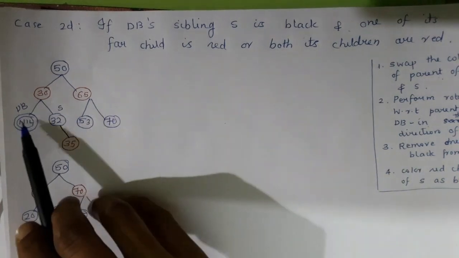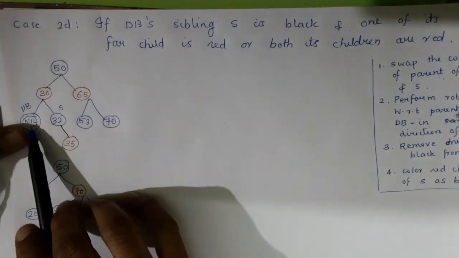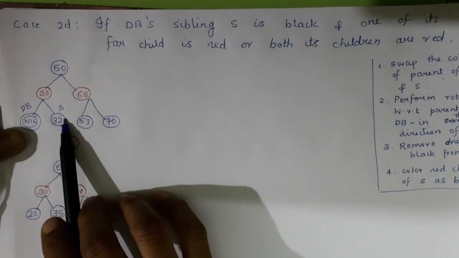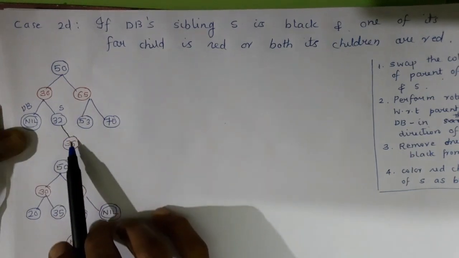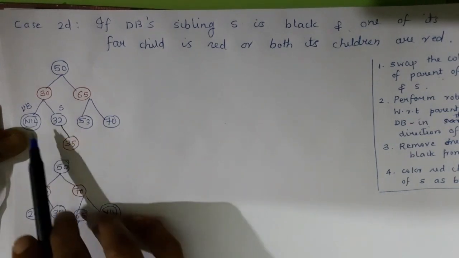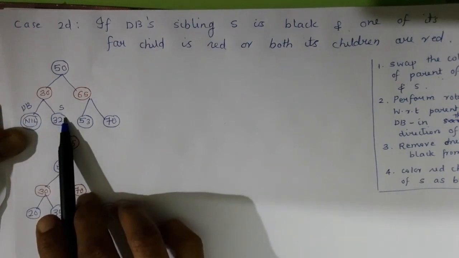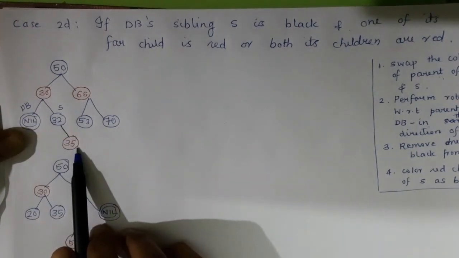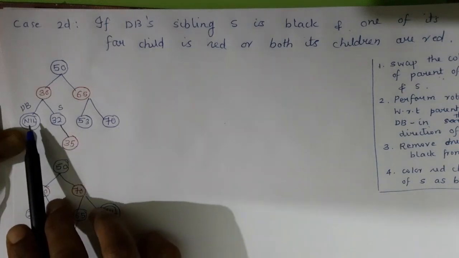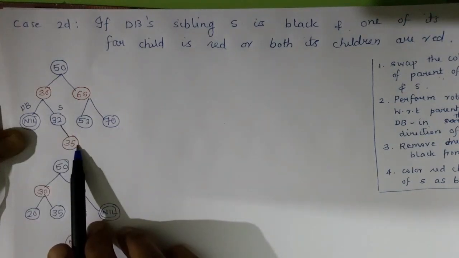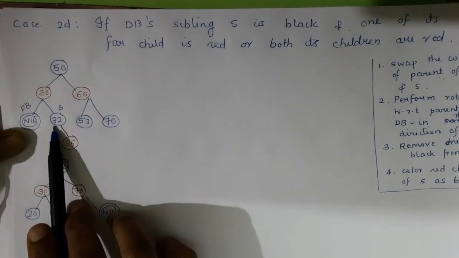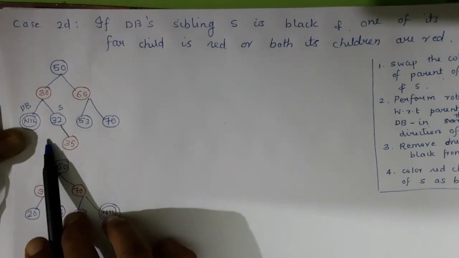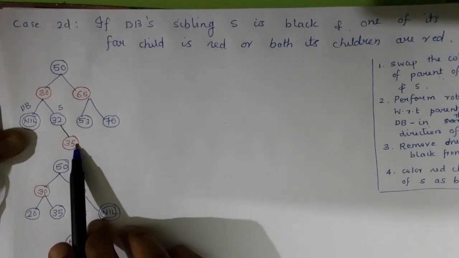So here, in the first example, the DB node is the nil node and its sibling S is 32, and its right child is a red node. So here DB's sibling S is black and its far child is red. Far child means, with respect to DB, this right node is the far child and the left child is the near child. So the left child is a black node and the far child, the right child, is a red node.